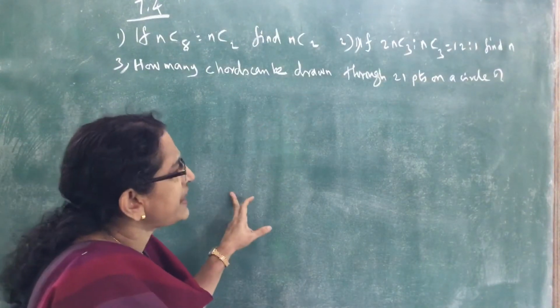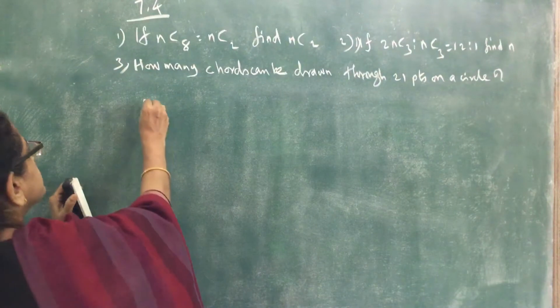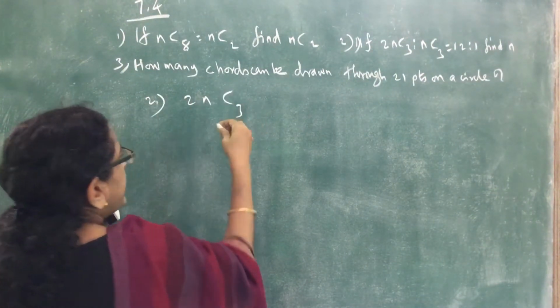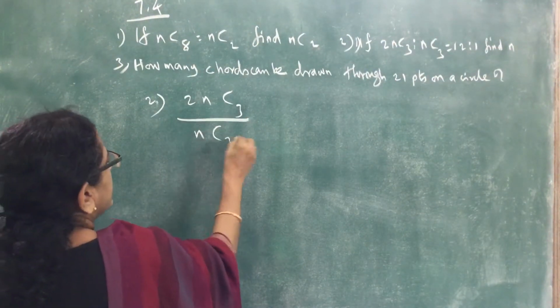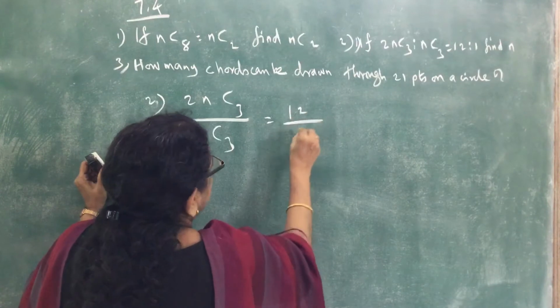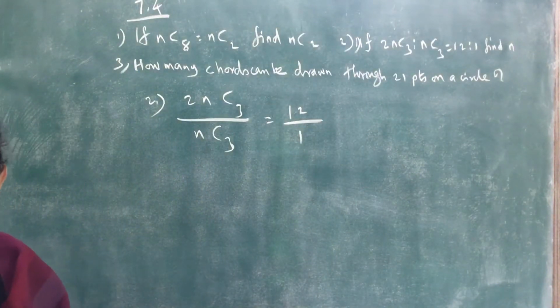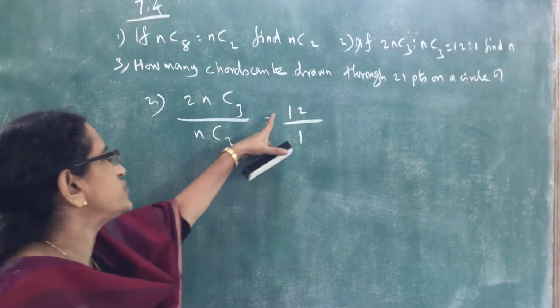If 2nC3 is to nC3 equal to 12 is to 1, find the n. 2nC3 is to means divided by nC3 equal to 12 is to 1, that is 12 by 1. So is to ratio means divided by. So 2nC3 divided by nC3 equal to 12 by 1.